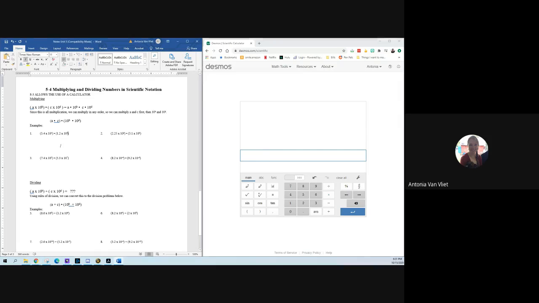So in Desmos, we want to plug in this first problem here, problem number 1. So we're just going to type 3.4, all right, times 10, and then we're going to use this button, a to the b. That's going to allow us to type in our own exponent, and the exponent is 5. Then we're going to be multiplying that by 1.2 times 10 raised to the 4th power. All right, and it's going to give you an answer right over here. So 4.08 times 10 to the 9th. Okay, and that's our answer there.